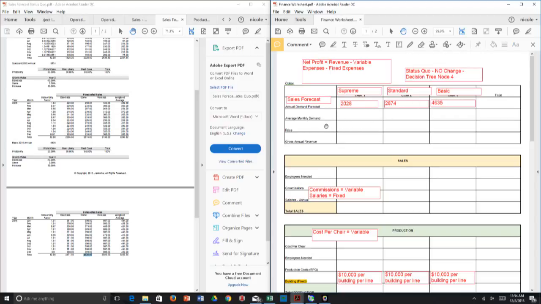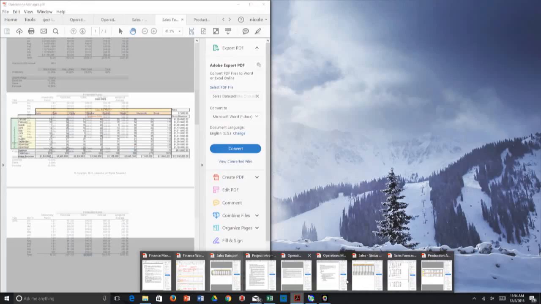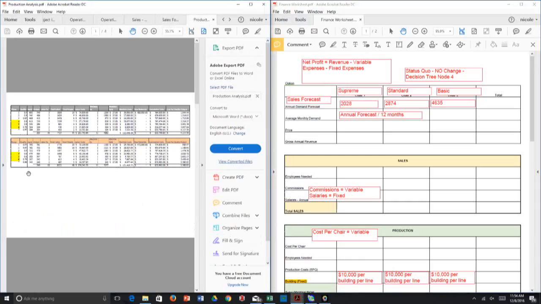So our average monthly demand is simply our annual forecast divided by 12 months. And that will get us our average monthly demand. Now, why would we need to know what the monthly is going to be? Well, because we need to make sure that we can produce the amount that we estimate to sell. So for that, we do a quick double check from our production.